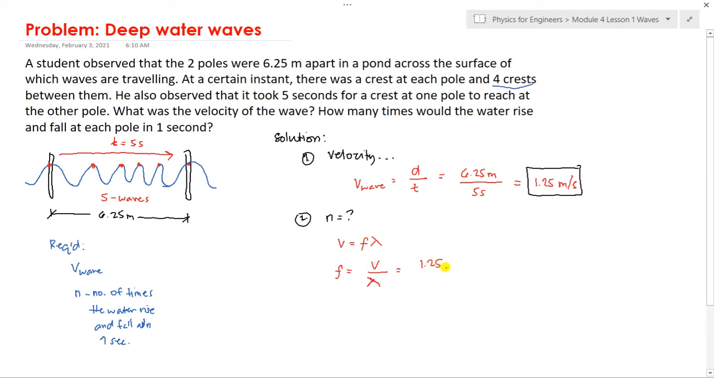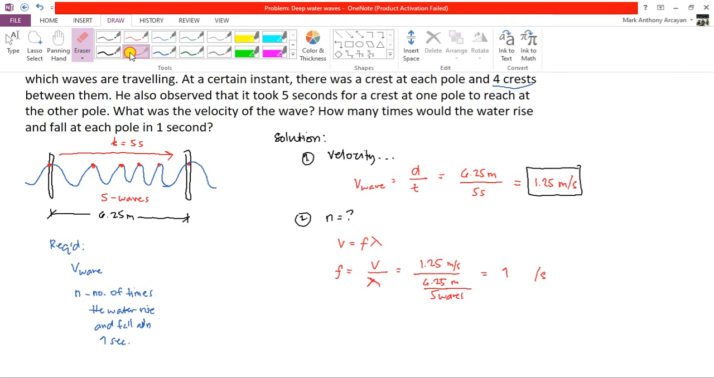So we have a velocity of 1.25 meter per second here. Lambda is 6.25 divided by 5, since there are 5 waves. So therefore our frequency here is 1.25 divided by 6.25 divided by 5. So the answer here is 1 radian per second. Okay, meaning this is one cycle.